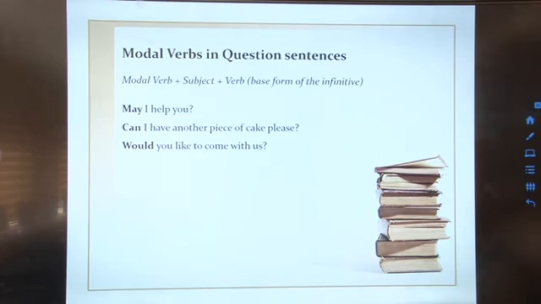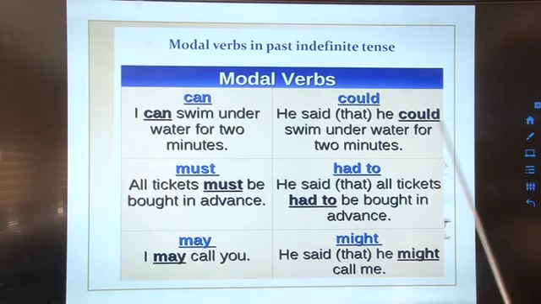Can I have another piece of cake, please? Here first in the sentence we write can, and next the other part of the sentence. Would you like to come with us? Here. Okay.